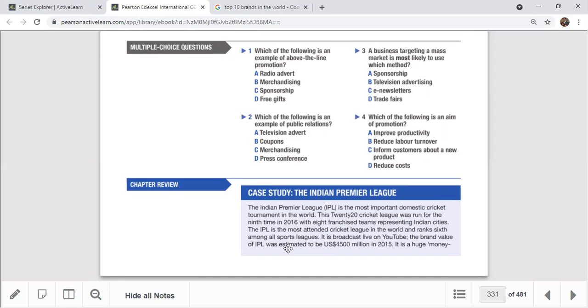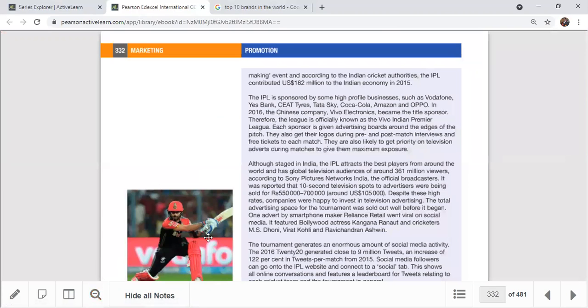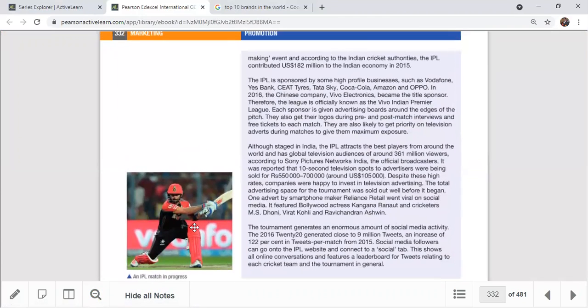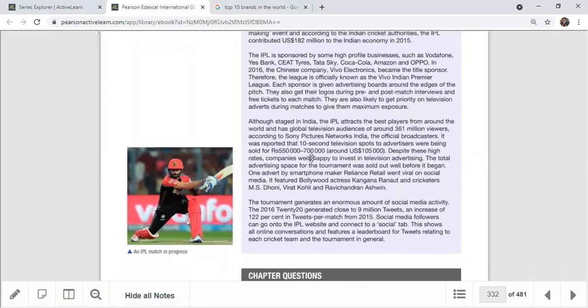It broadcasts on YouTube as well. The brand value of IPL is estimated at about 4.5 billion US dollars. It's huge money coming in because of teams like Chennai, Bangalore Royal Challengers, Kolkata Knight Riders, Mumbai Indians, so many, right? Because India is a highly populated country with about 1.5 billion people. You can see here players like Virat Kohli, the current Indian captain, playing there. So they are making an event of the Indian Premier League, attracting players from all around the world.